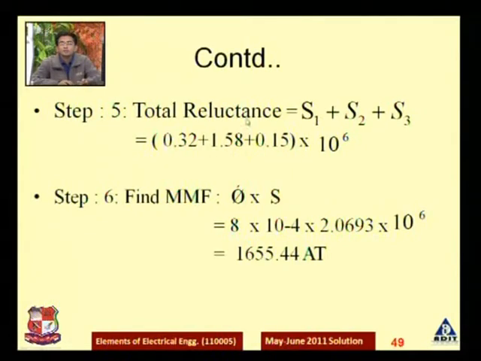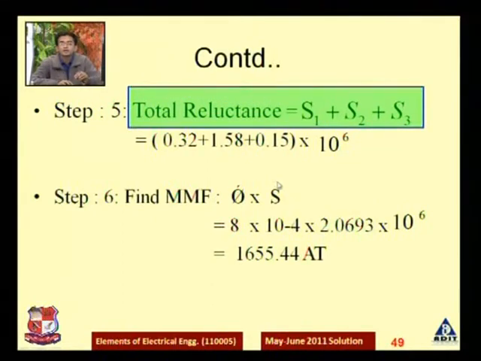So now you have the value of total reluctance of the circuit. But in the exam you are asked to find out the MMF. So what is the equation to find out MMF? It is phi into the reluctance. What is the phi?